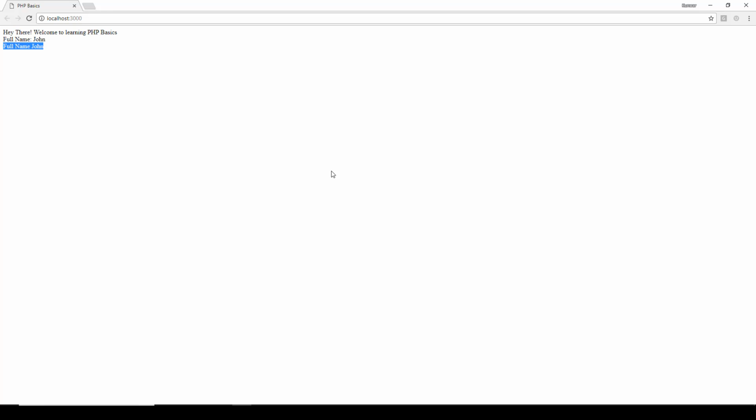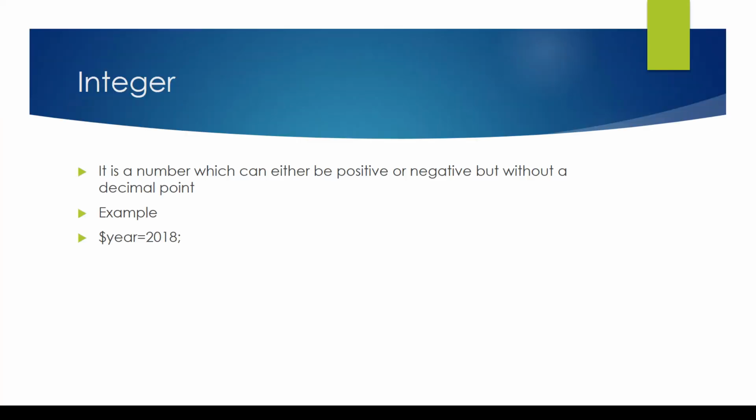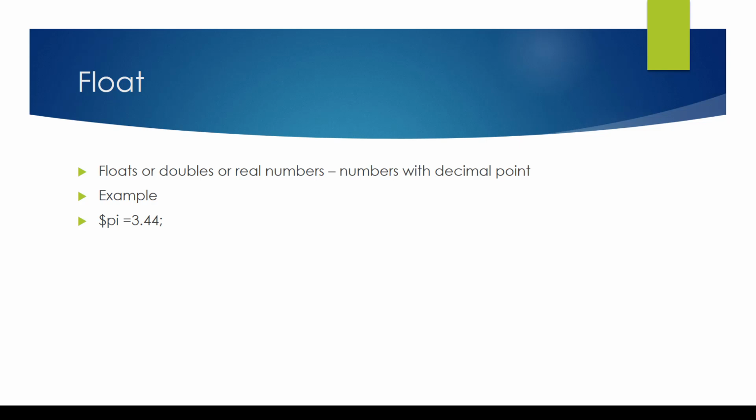Now let's take a look at the various data types that we have. First one being integer. So integers are basically numbers which can either be positive or negative, but without a decimal point. For instance, we have $year equals 2018. Then we have floating points, or doubles, or real numbers. Basically these numbers are numbers with decimal points.